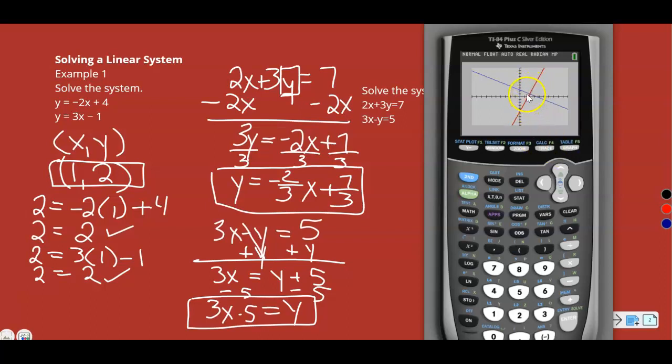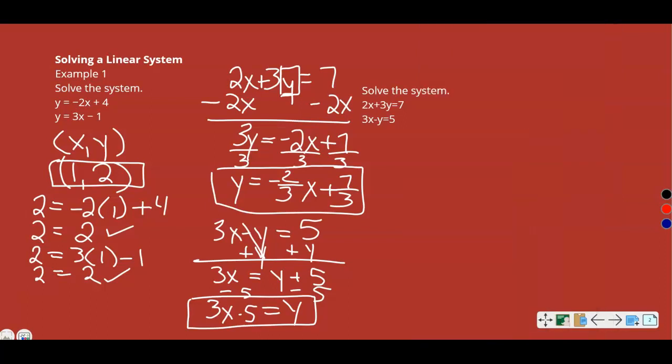All right, so you can see it's right in here. It looks like 2, 1, but let's check it. So second, trace, and number 5 is intersect. I want to click on it on the left side, and again on the right side. And it gives us our solution of 2, 1. So the solution to this one is 2, 1.